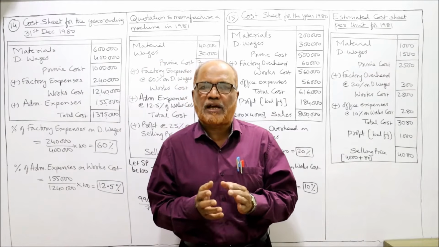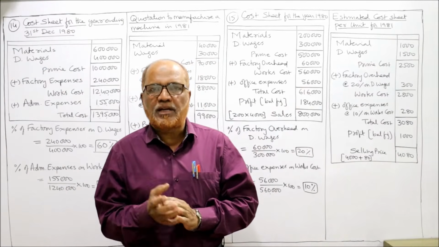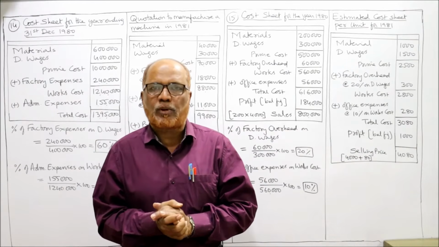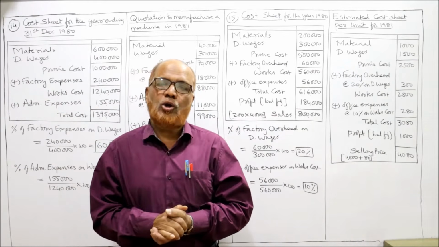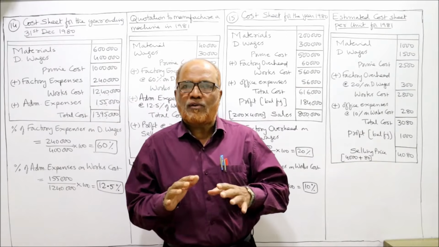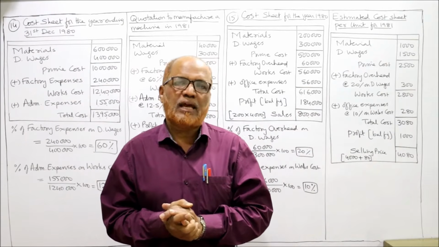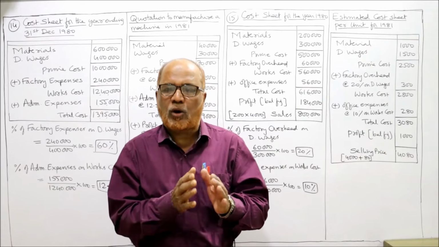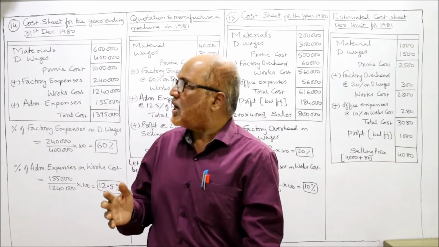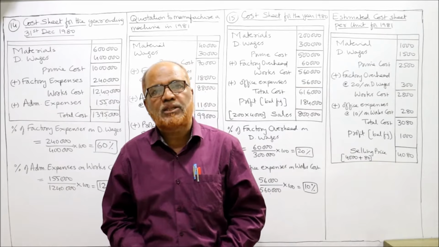So many problems we have done, approximately 10 short problems and 13 long problems. So you have seen comparatively, this method of costing, that is unit and output costing, is very easy. So I'm going to start the next problem, that is the 14th one.